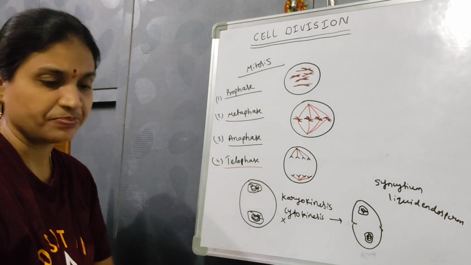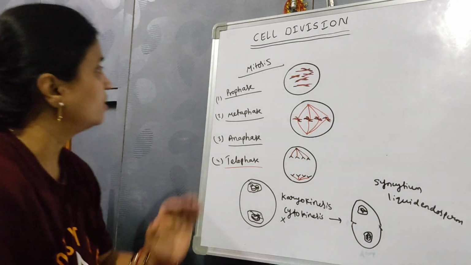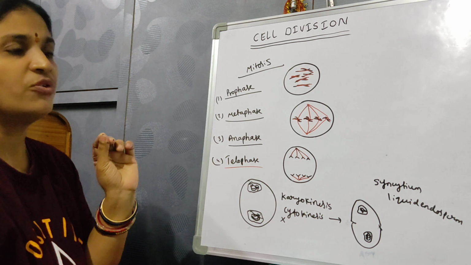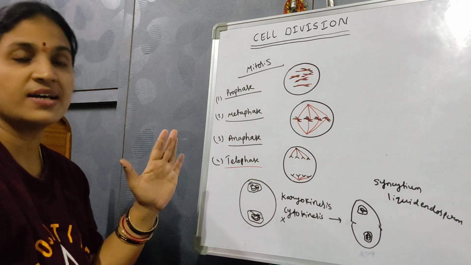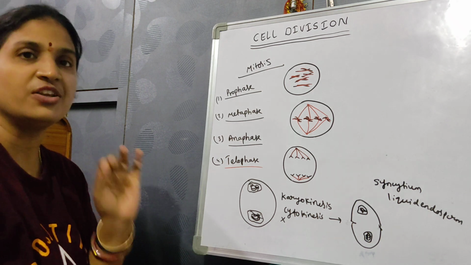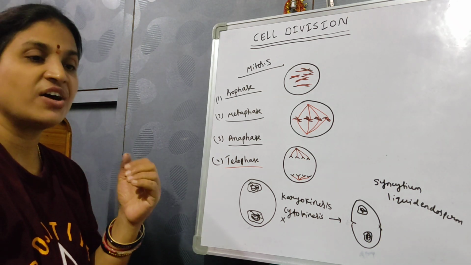Cytokinesis doesn't take place. This is about the mitosis phase, and this division phase is about 1 hour, whereas the whole cell cycle is 24 hours. So 95% of the cell will be in interphase only. But when it wants to divide, within 1 hour it is going to complete its division.